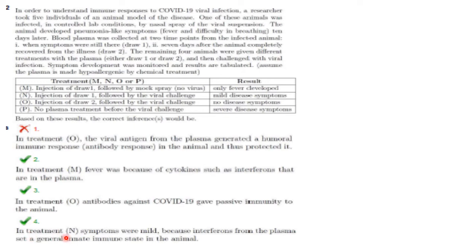Then in treatment N, symptoms were mild because interferons from the plasma set a general innate immune state in the animal. That is also correct. So option 2, 3, 4 are correct.